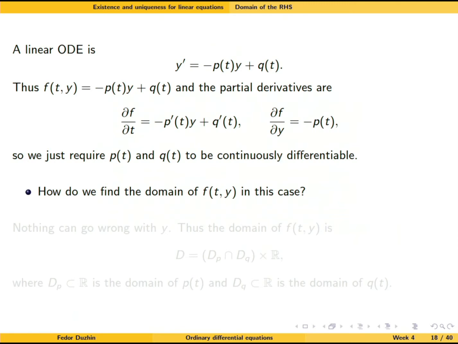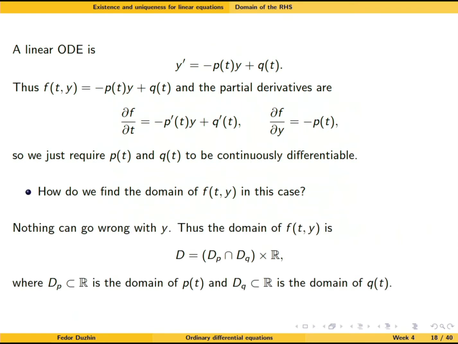function, we should be concerned with whether it is possible to substitute some particular values as arguments into the function so that it will break the function, so that the output is impossible to compute, right? And of course, if you try to assign some specific values to t and y, then since y is just here, nothing can go wrong with y. So you can assign any values to y that you want.